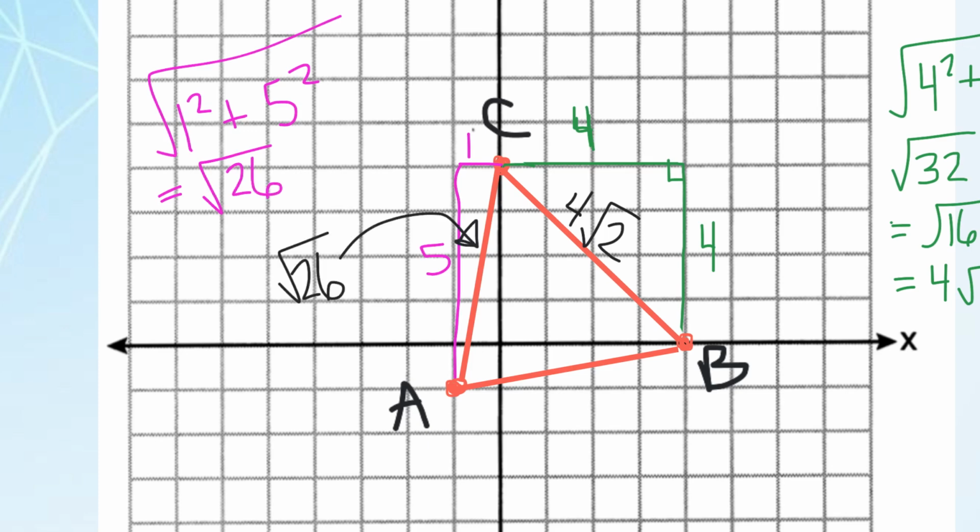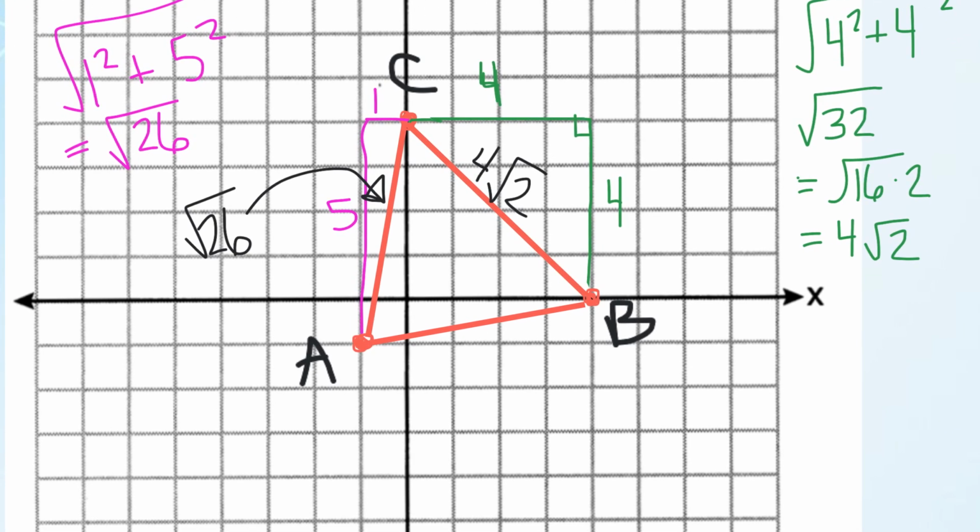And finally, the line from A to B, if we did the same thing, we would have a horizontal distance of 5, vertical distance of 1. Because we have the same numbers as before, we will get the same distance of root 26.